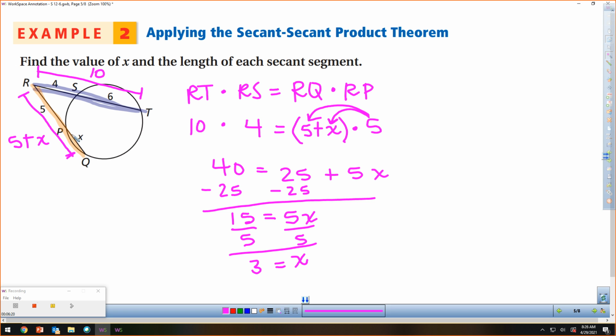And now it wants you to plug it back in to find each secant segment, meaning the whole thing. So we already know RT is 10, and if x is 5, RQ is what? Or 3. If x is 3, what's RQ? 8. So any questions on example 2?